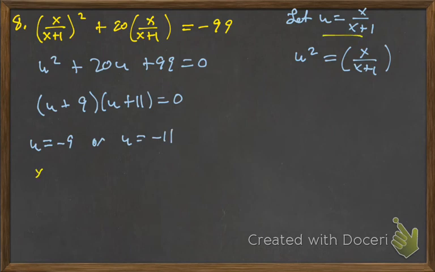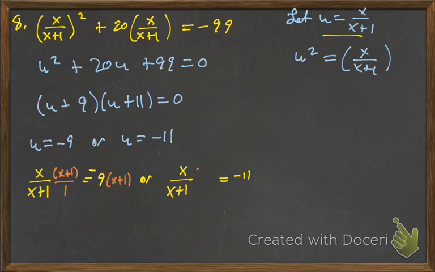Replace the u with x over x plus 1. And so x over x plus 1 is negative 9, or x over x plus 1 is equal to negative 11. We'll go ahead and clear the fraction. The common denominator is x plus 1, so multiply both sides by x plus 1. Okay. On both equations. So we will have x equals negative 9x minus 9, or x equals negative 11x minus 11.